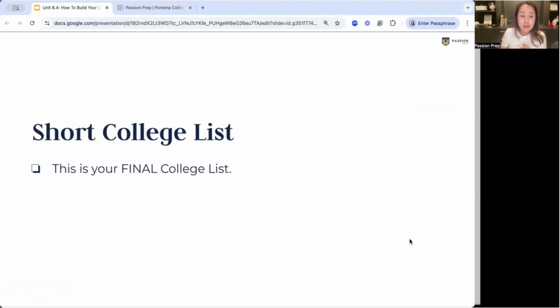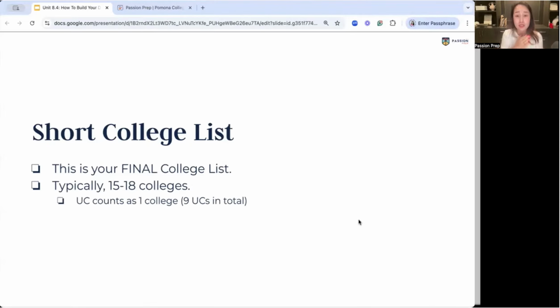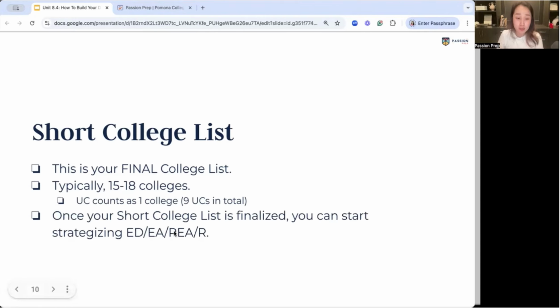Okay. All right. Now, short college list. Now that you've done all of this research, the short list becomes your final college list. And typically, a short list is about 15 to 18 colleges, with the exception that UC counts as one college. So if you're applying to all 9 UCs, that's counted as one. So technically, you'll be applying to like 28 colleges, but application wise, it's going to be one college. So 15 to 18 is a really good number right now.